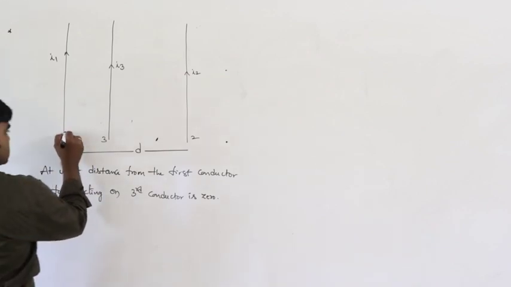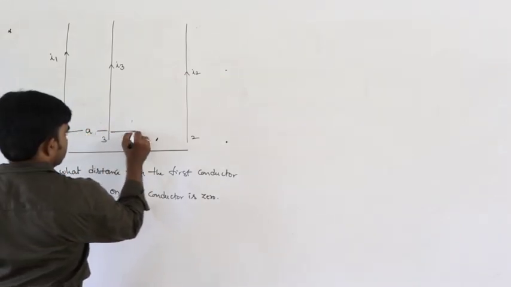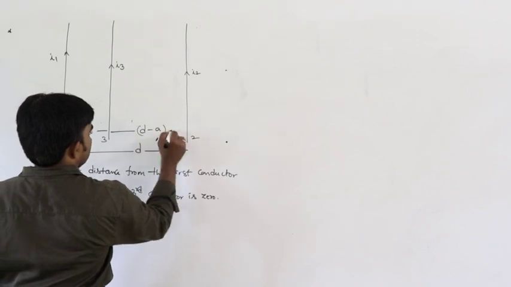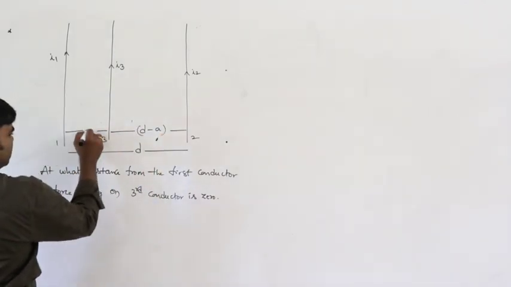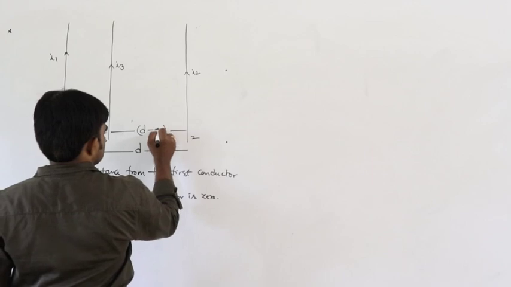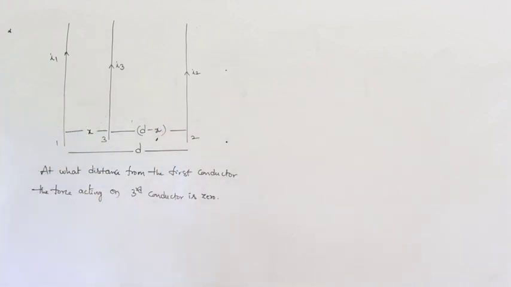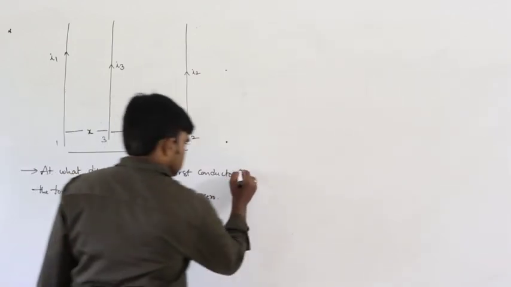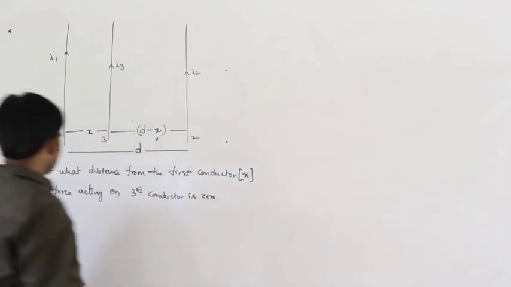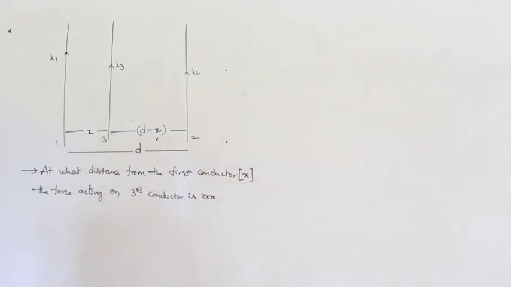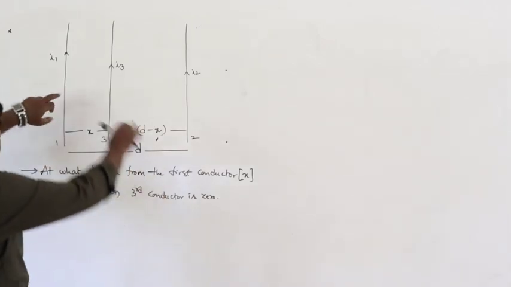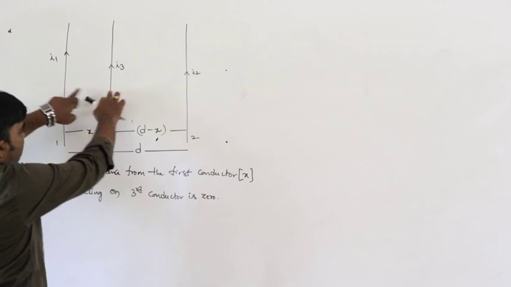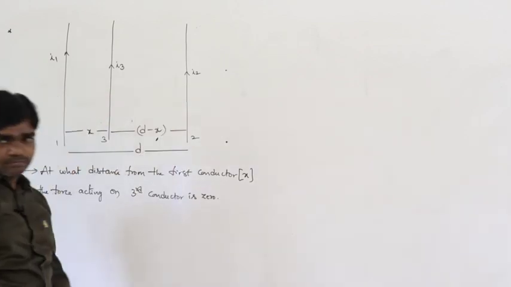Let us say the distance is x and the remaining distance is D minus x. So this is what we have to find out: at what distance x from the first conductor the force acting on the third conductor must be 0. That means the force between the first and third and the force between the second and third must be the same.